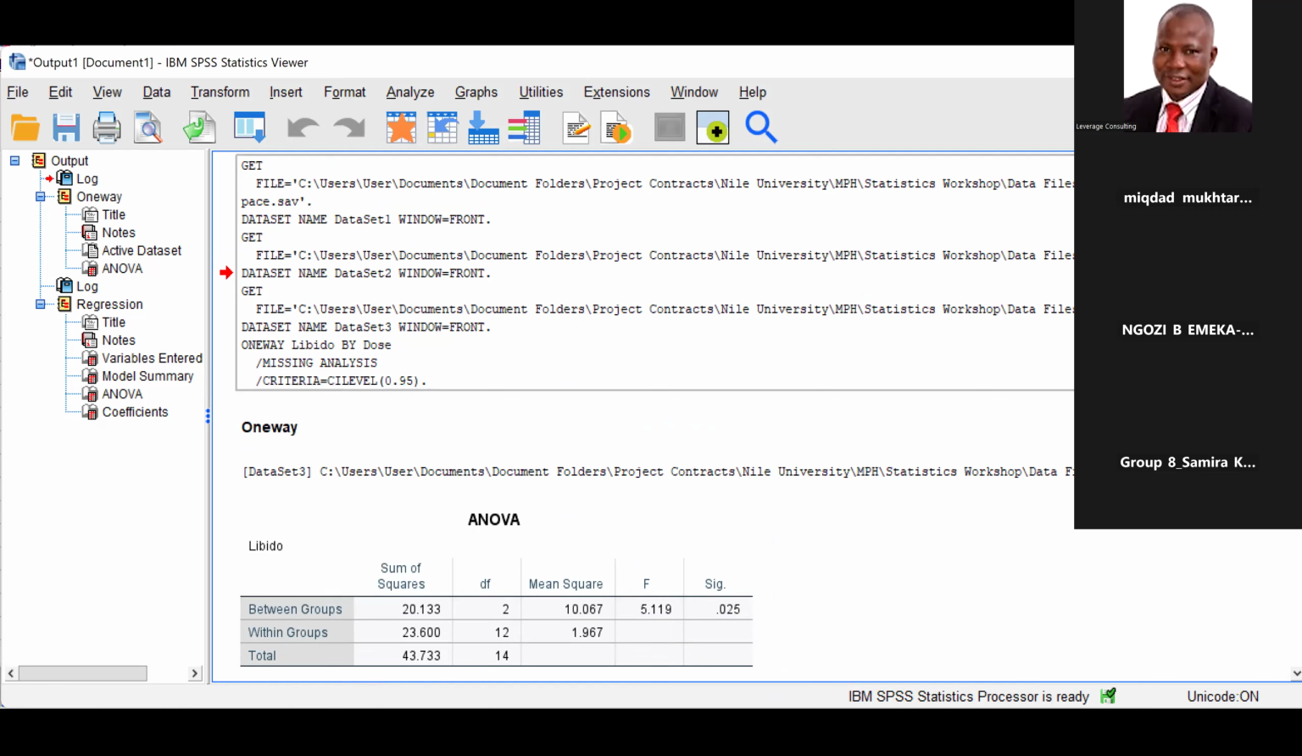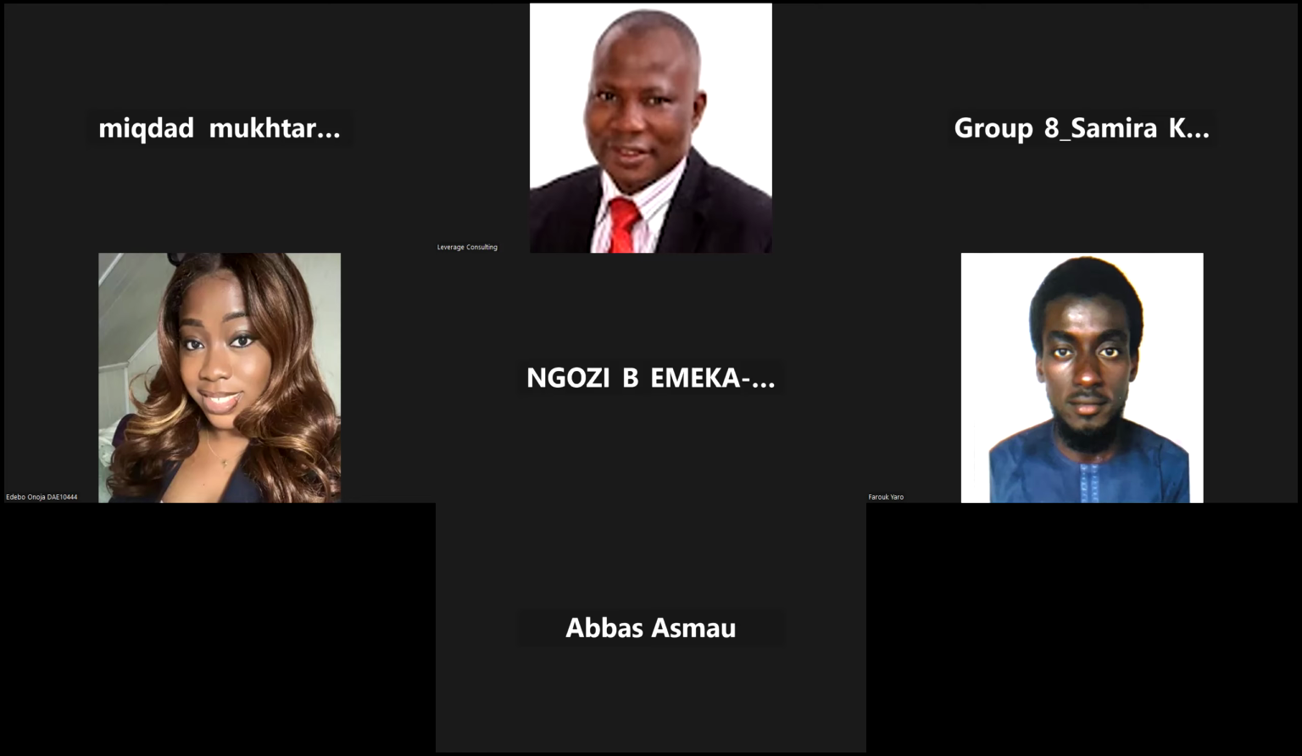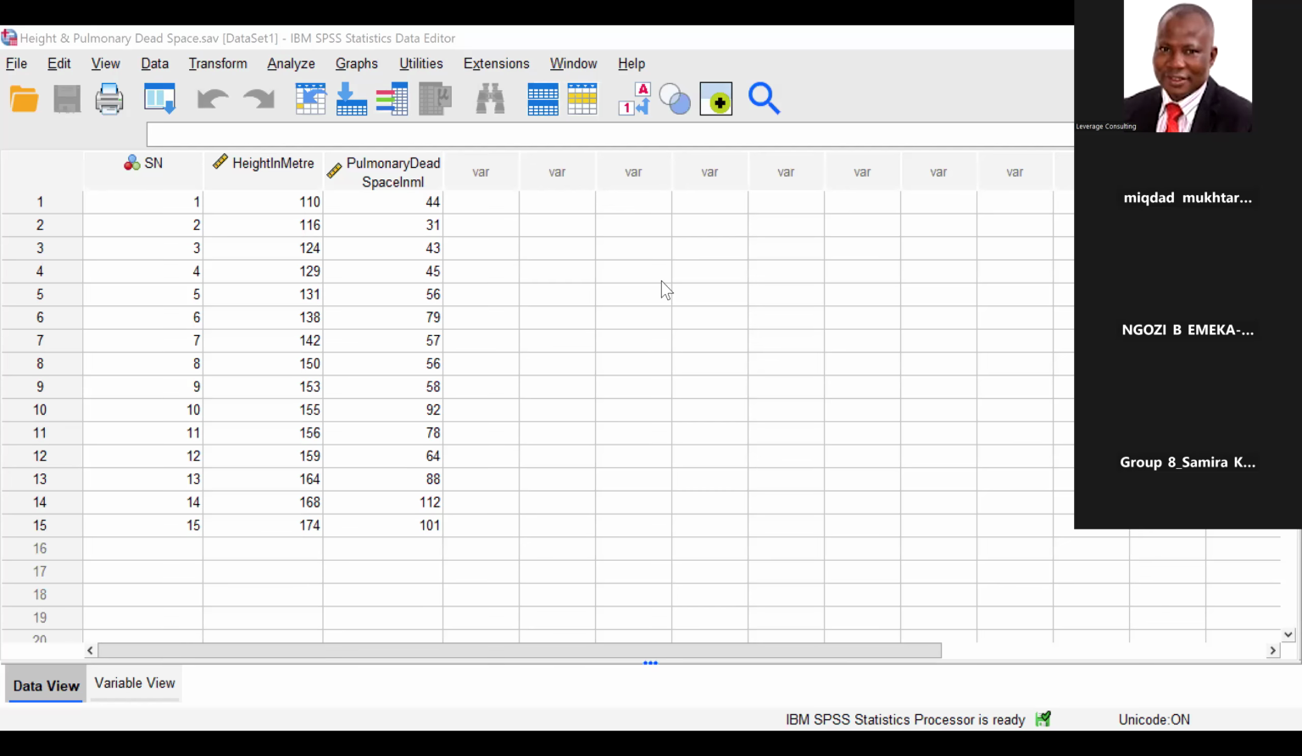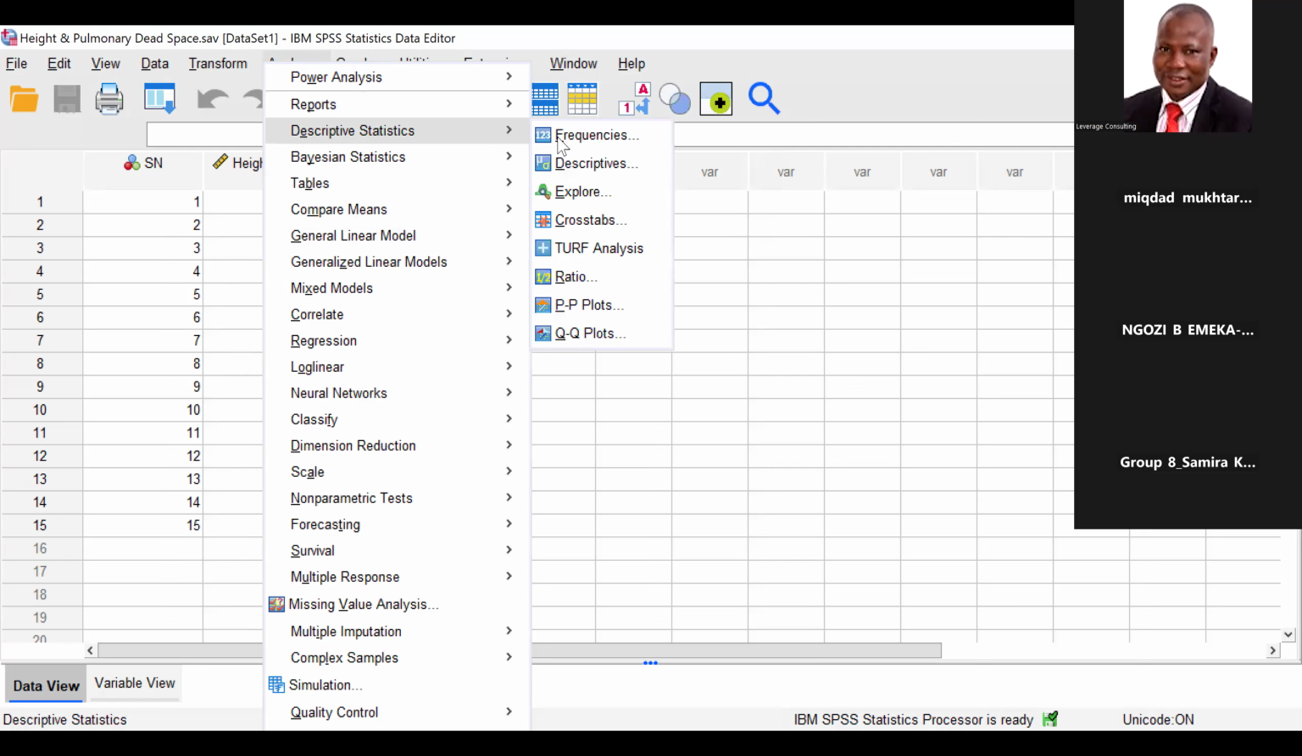Okay, yes, the one, what's the name? Let me run that one also. The one Mokhtar, is it Mokhtar? Yes, that one. Let me run it here. Pulmonary dead space. Let me stop sharing this one and share that one. Pulmonary dead space. Should be this one. Let me just run the regression straight.